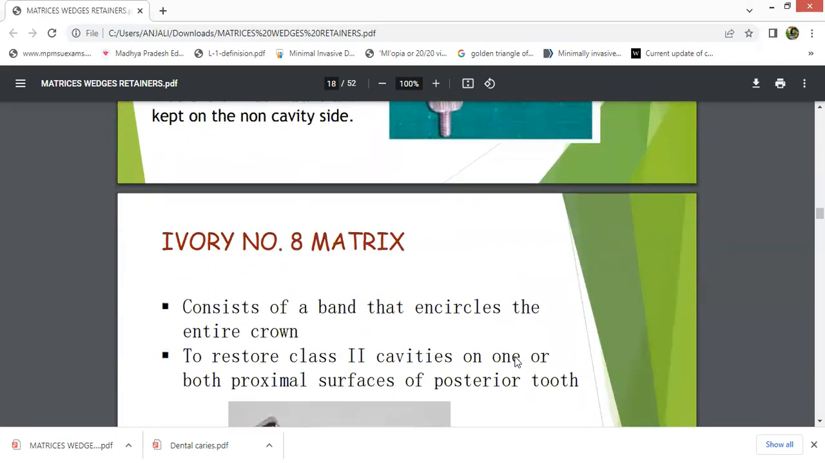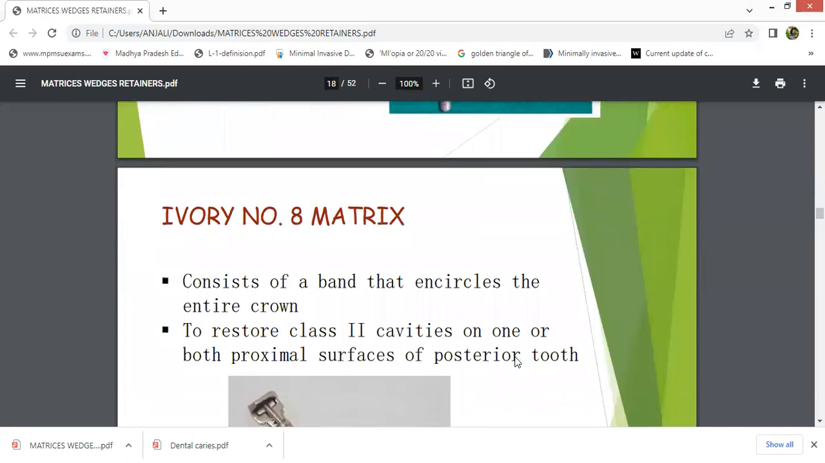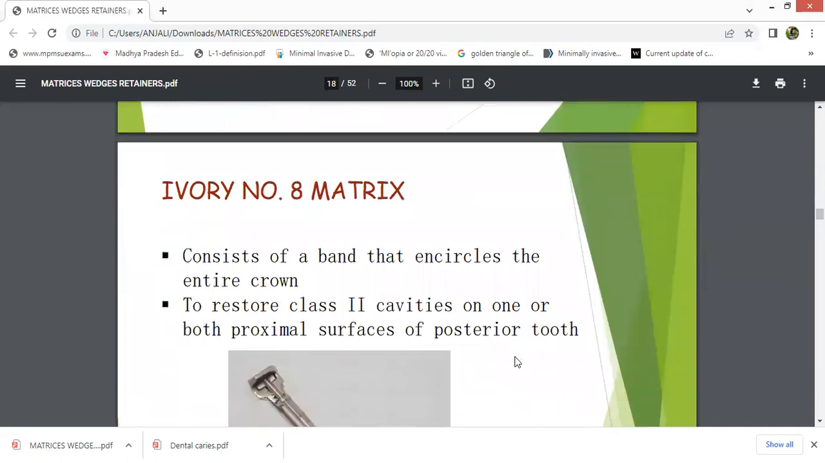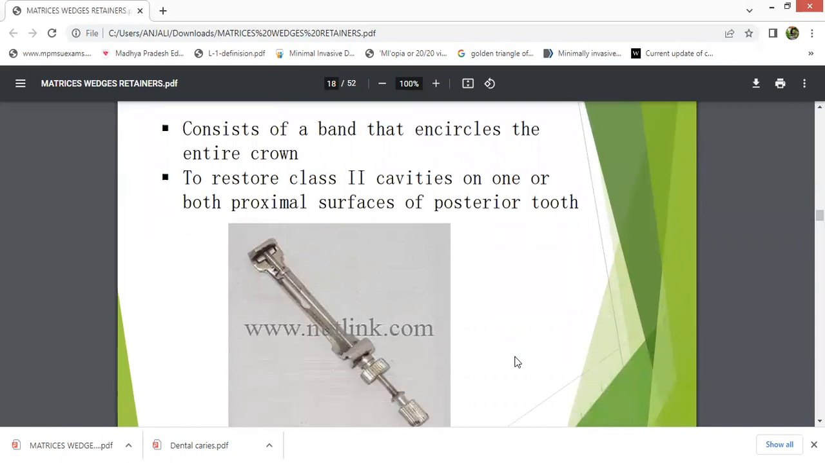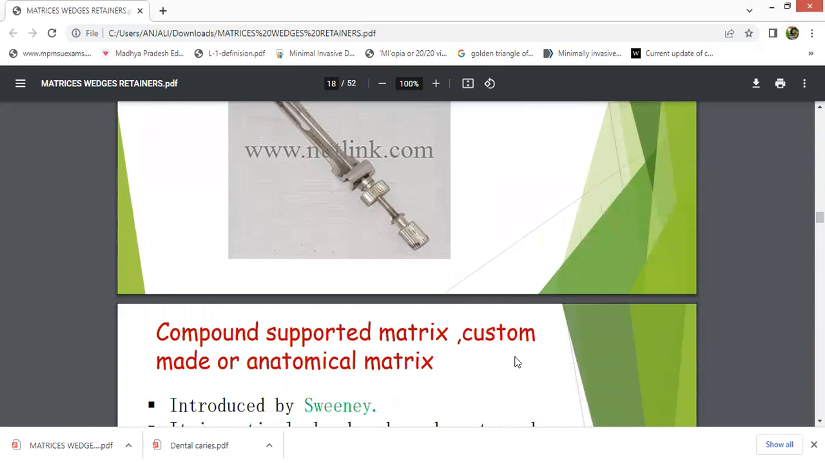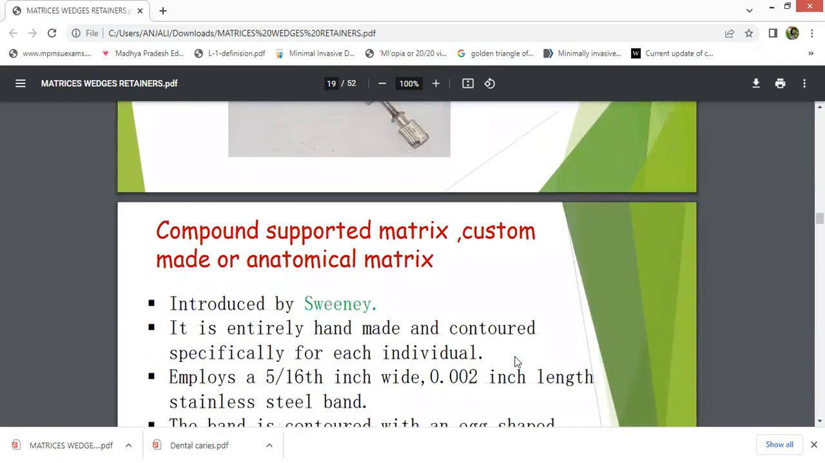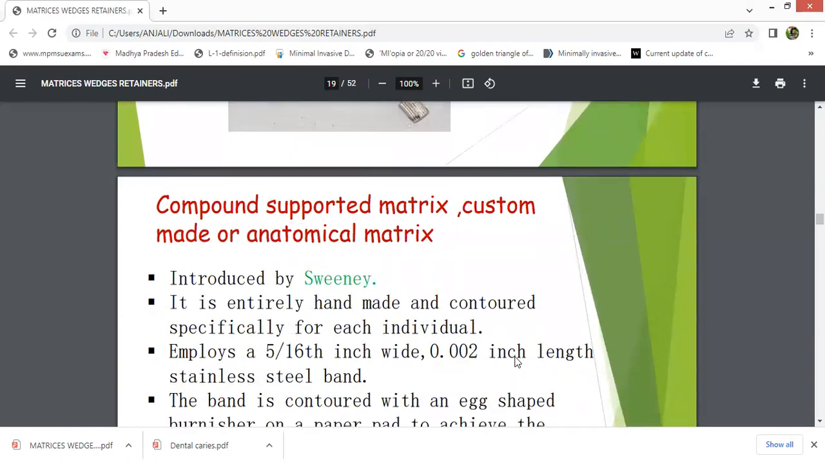Ivory number 8 consists of a band that encircles the entire crown to restore class 2 cavity on one or both proximal surfaces of a posterior tooth. See the diagram. The next one is compound supported matrix, or custom made or anatomical matrix.